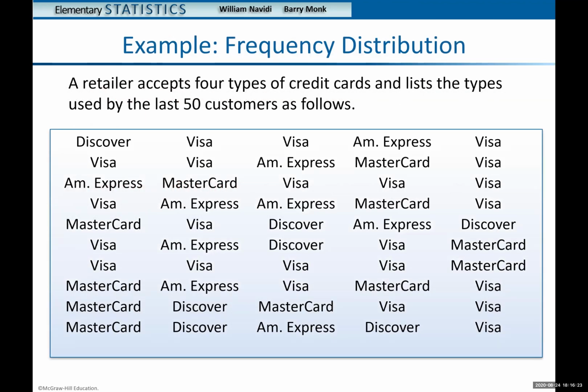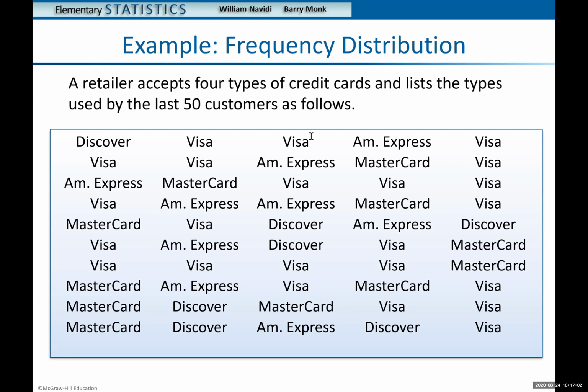All right, so let's start with an example here. A retailer accepts 4 types of credit cards and lists the types used by the last 50 customers as follows. So based on this data, we're talking about qualitative data. So these are the different credit cards. How many different credit cards do you see? 4. All right. So there are 4.